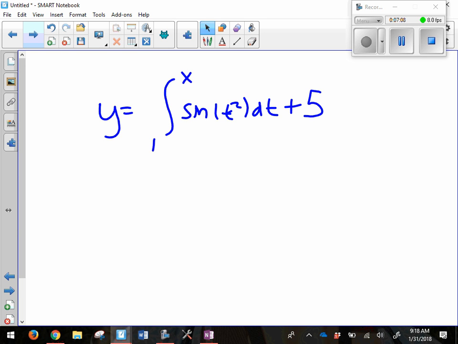I don't honestly know offhand how to do that. It might be in the integral tables in the back of your book. But this is the answer that you're allowed to have. Okay? We good? We got it?